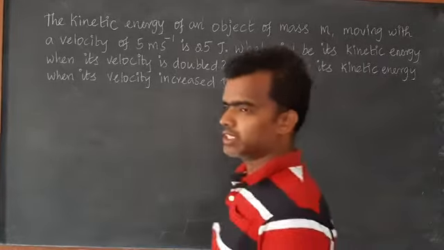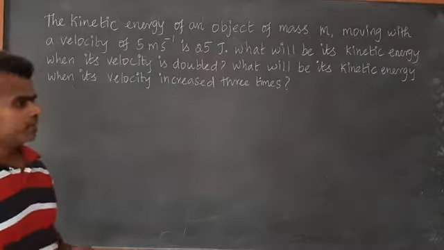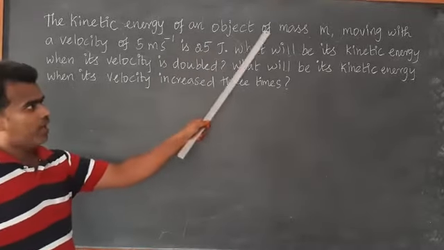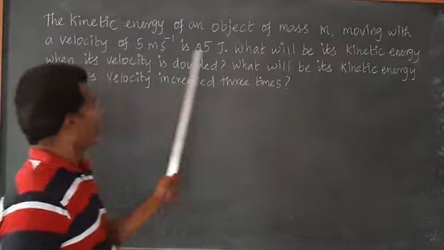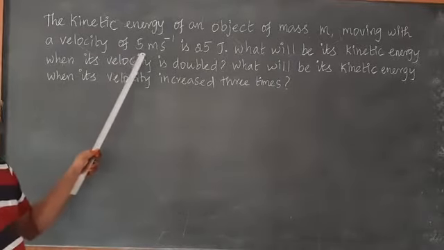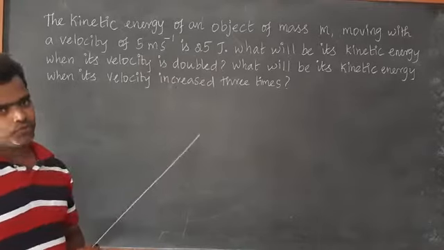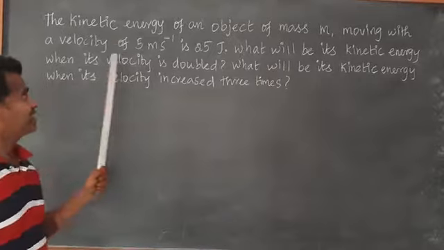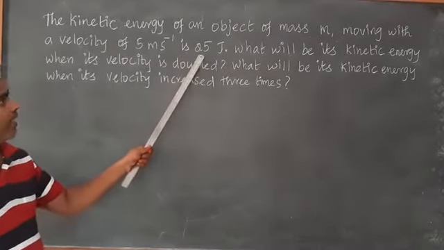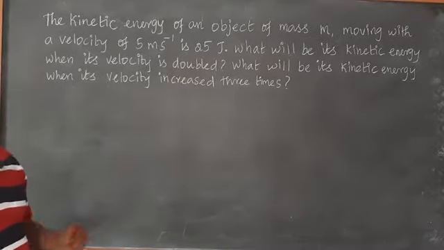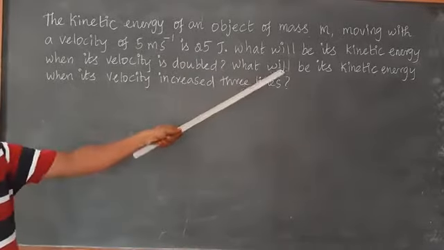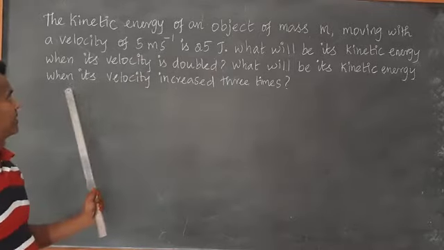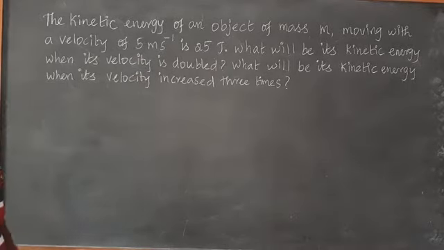Here we are going to discuss one problem. The kinetic energy of an object of mass m moving with a velocity of 5 meters per second is 25 joule. So consider an object having mass m moving with a velocity of 5 meters per second, and its kinetic energy is 25 joule. What will be its kinetic energy when its velocity is doubled? What will be its kinetic energy when its velocity increases 3 times?